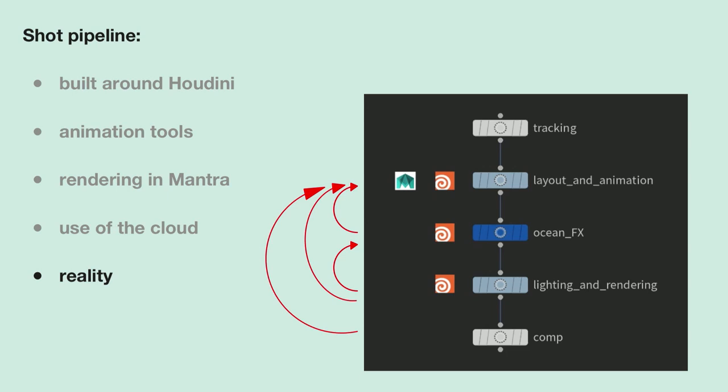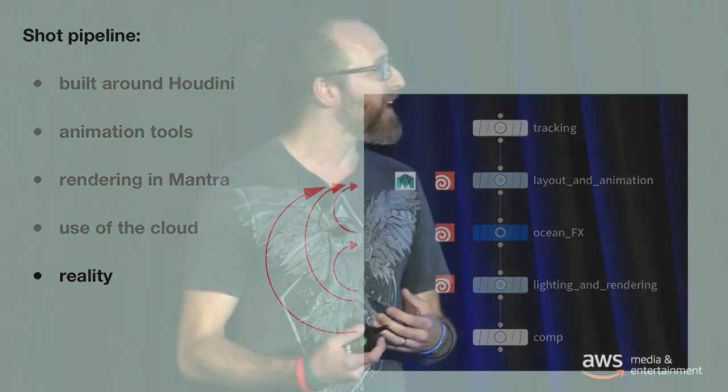The reality of our pipeline put extra stress on the system, in that it wasn't linear. Often you had to go a few stages down the pipeline before you realized, oh, this needs changing. And so there was a lot of reworking of sims, re-rendering of stuff. So we had to stay flexible and agile in the way we were working.